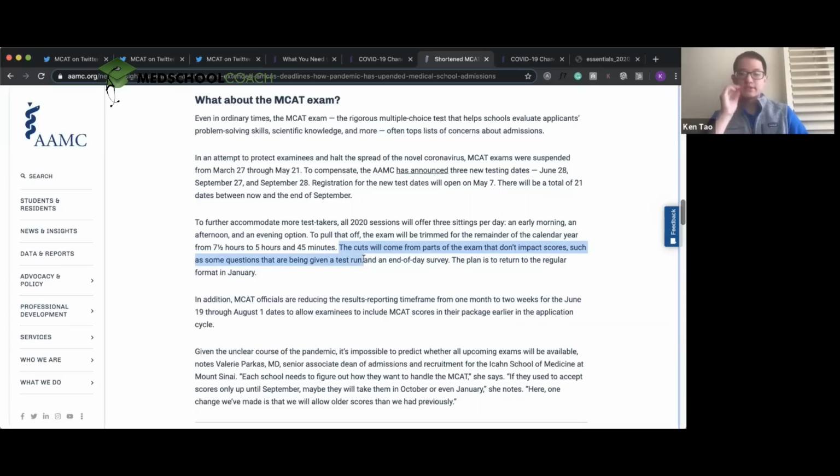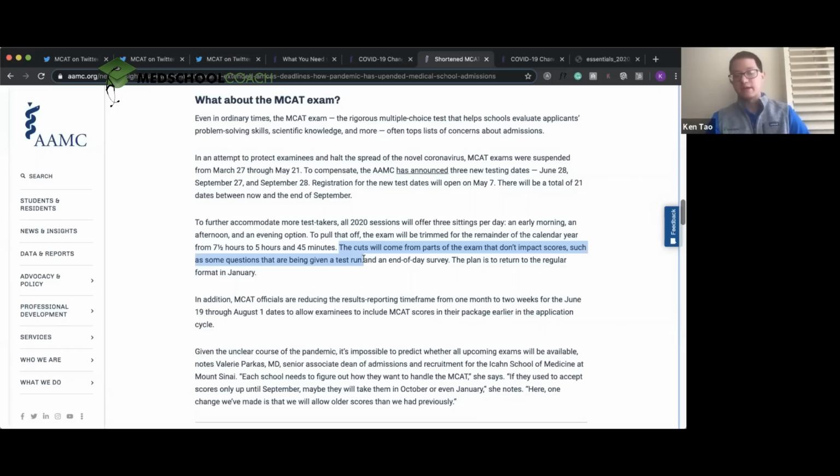What they mean by questions that are given a test run is the AAMC does classify their questions as easy, medium, or hard. An easy question should be one that most students get right. A hard question should be one that high scoring students get correct and lower scoring students get incorrect. If they have any test questions that are supposed to be hard but don't follow that trend, for example, lower scoring students are getting the questions right and higher scoring students are getting those questions wrong, then those are questions that they would want to toss.